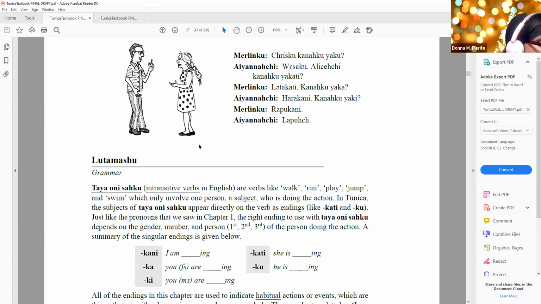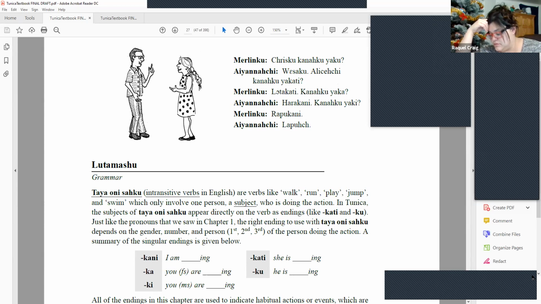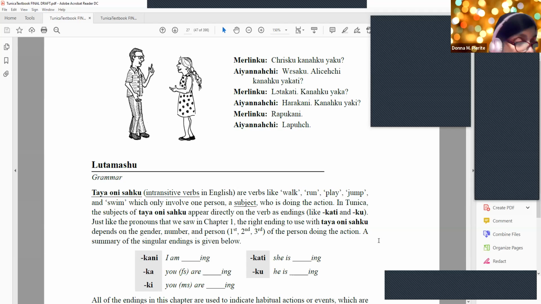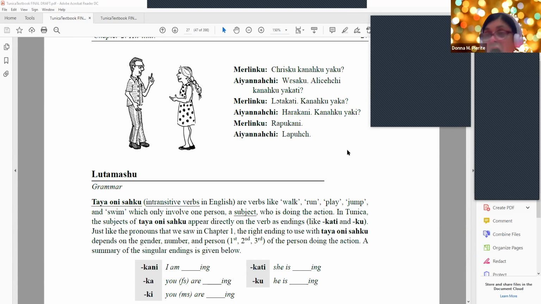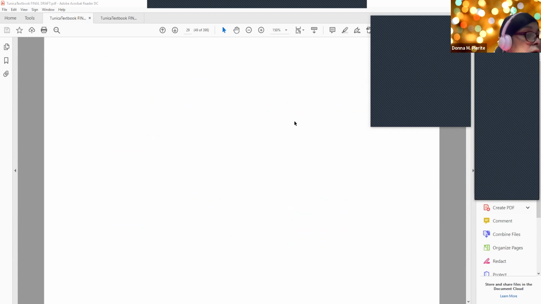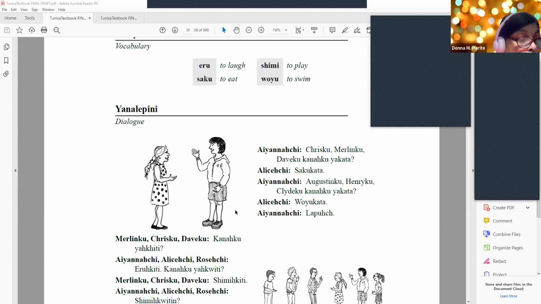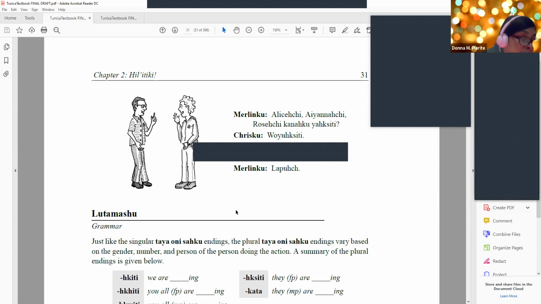But anyway, okay, woyuk city, they are swimming. So now Merlin asks, eruxitin. So he's using the interrogative, and he's asking, what is that eru we said in the beginning? Are they laughing? And what does Chris say then in response? He doesn't say yes, he says aha, which means no. They are what? Woyuk city. They are swimming. And then Merlin finishes the conversation and says once again, lapuch. Lapuch, it will be a good thing.